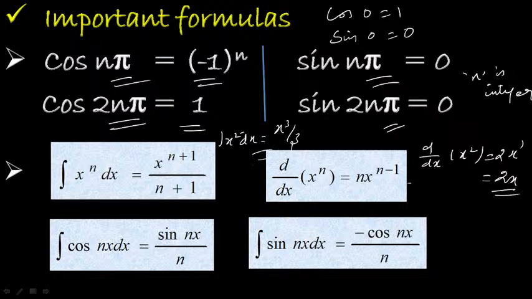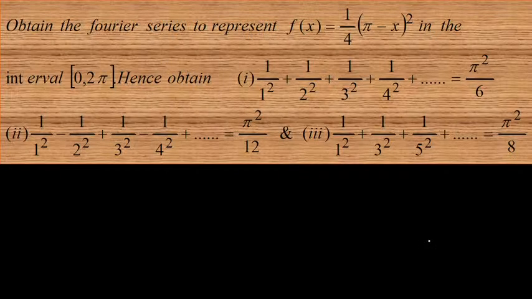Next, integral cos nx dx is equal to sin nx divided by n, whereas integral sin nx dx is equal to minus cos nx divided by n. So, with this short introduction about the basic formulas, let me now move on to the problem.